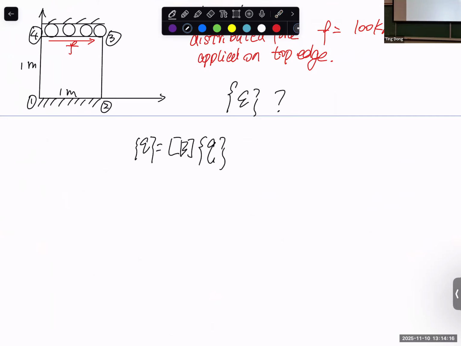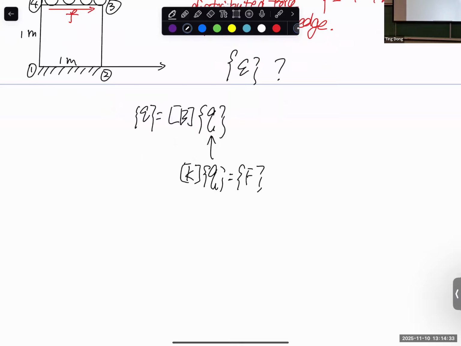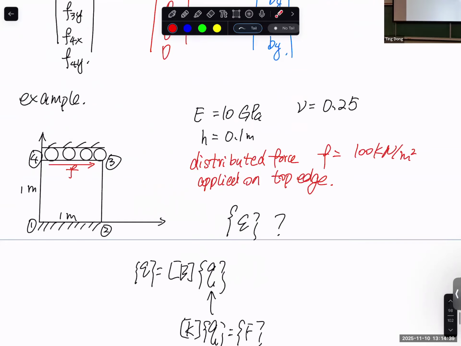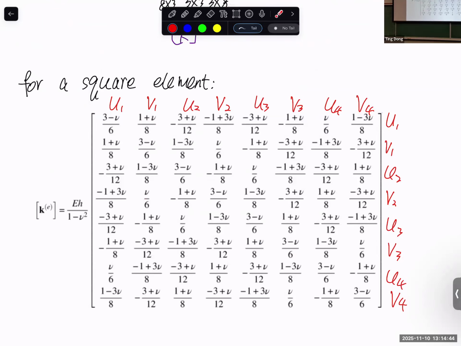Yes, thank you. For this one, we do need to use KQ equal to F, right? Since this is a square element, 1 meter here, we can use this 8 by 8 matrix directly. How many components do we need in this 8 by 8 matrix for our calculation?